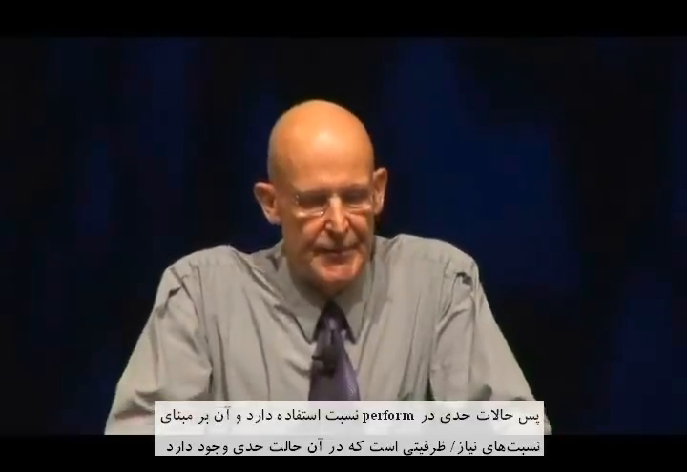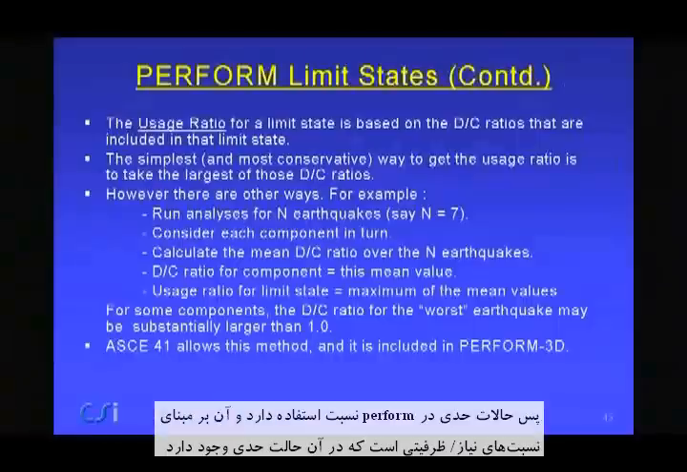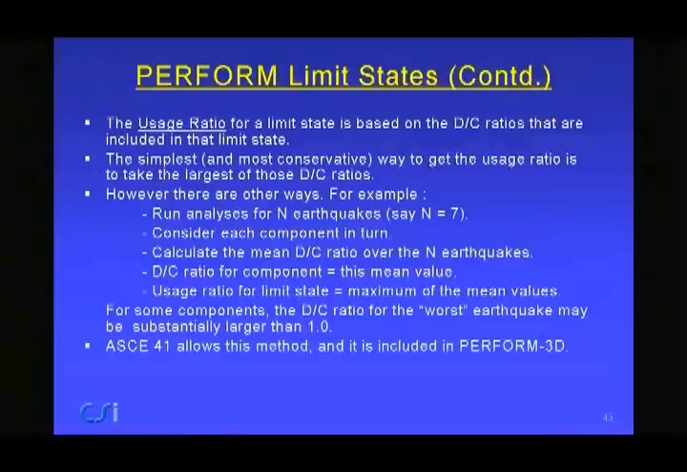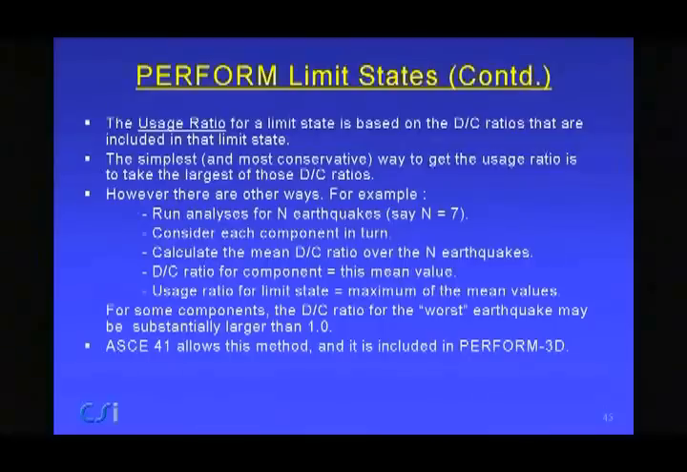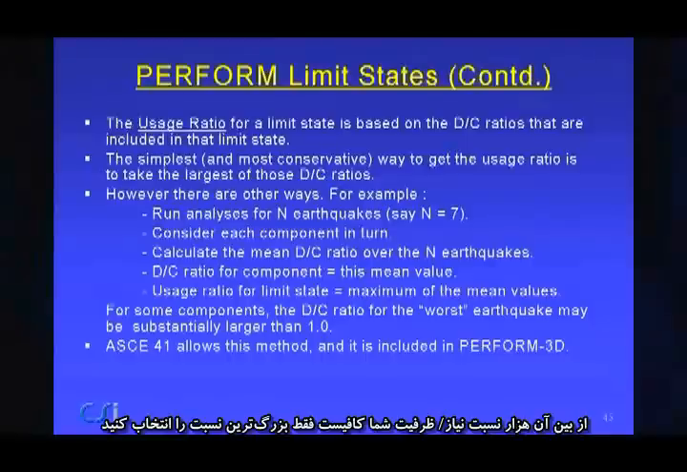So a limit state in Perform has a usage ratio, and it's based on the demand capacity ratios included in that limit state. In our example there are 1,000 plastic hinges and 1,000 demand capacity ratios, and the usage ratio is based on those. How is that done? A simple way, and the most conservative one, is out of all of those 1,000 demand capacity ratios, just take the biggest and say that is your limit state usage ratio. That number should be less than 1 for the performance to be okay. So you're looking at the worst hinge. That would be the simplest choice.